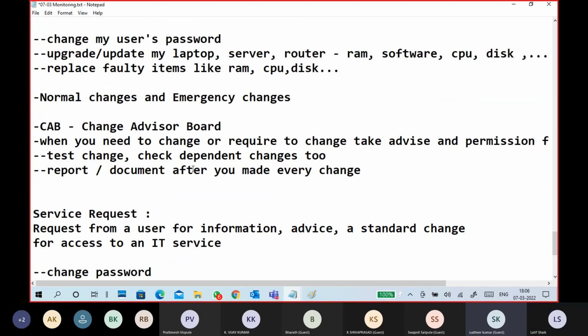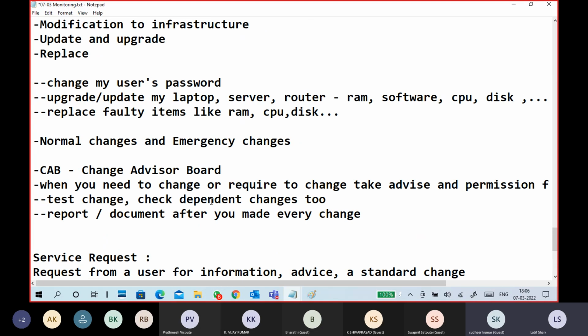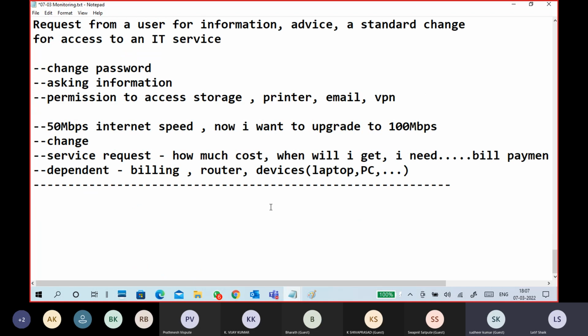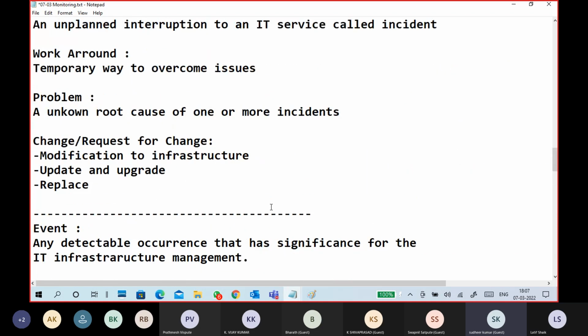So again, I'm telling the important point in change management: when you do any changes, before you change, you have to test the changes and take permission to change it. Once you have made the change, you have to report to the authorities, like who is your contact. Based on that, you have to report or make a document: this is the change I made. Then it is very easy for everybody to understand what changes were made.